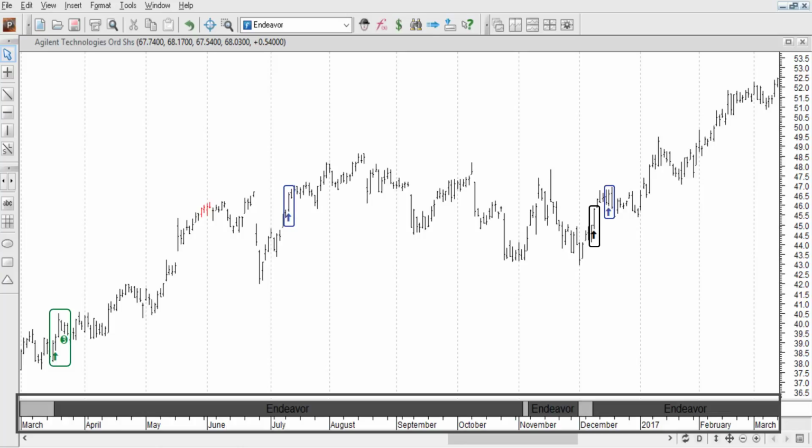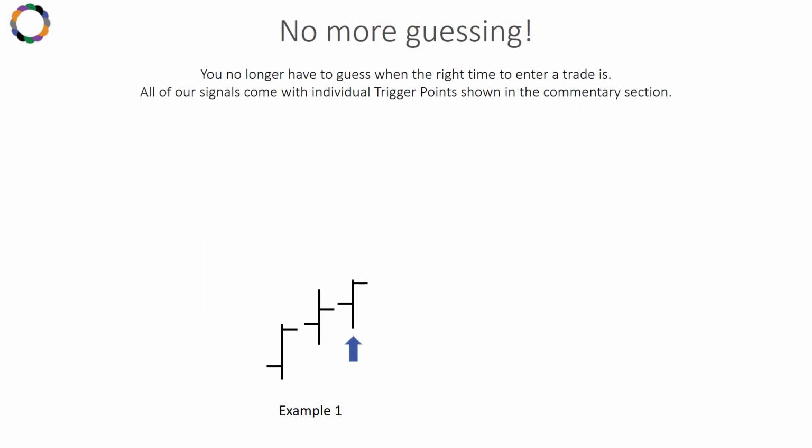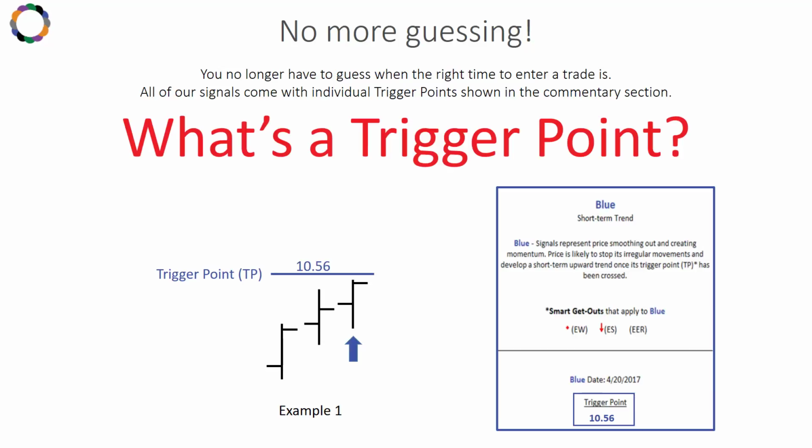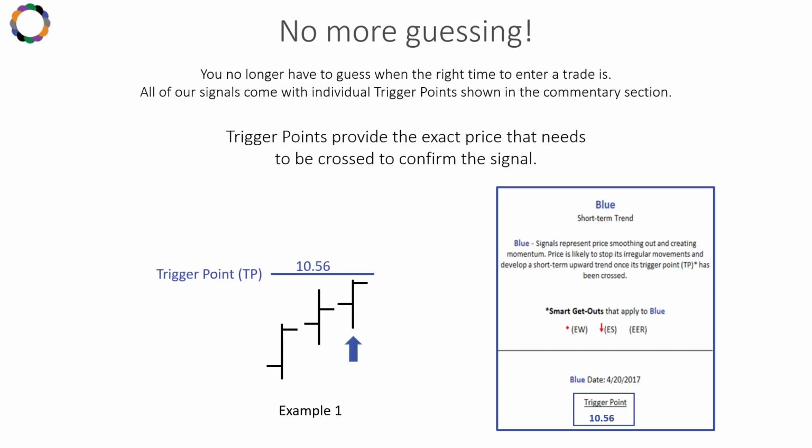And this is where Endeavor really gets good. You no longer have to guess when the right time to enter a trade is. All of our signals come with individual trigger points shown in the commentary section. But I'll go over where to find them later, because right now you're probably thinking, what's a trigger point? Well, simply put, trigger points provide the exact price that needs to be crossed to confirm the signal. Gone are the days of jumping into a trade just because price took out the last bar's high. That one-size-fits-all approach is now a thing of the past. All of our trigger points are customized to fit the specific security that you're looking at.